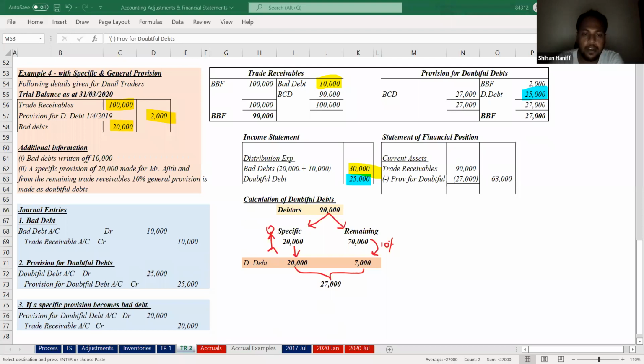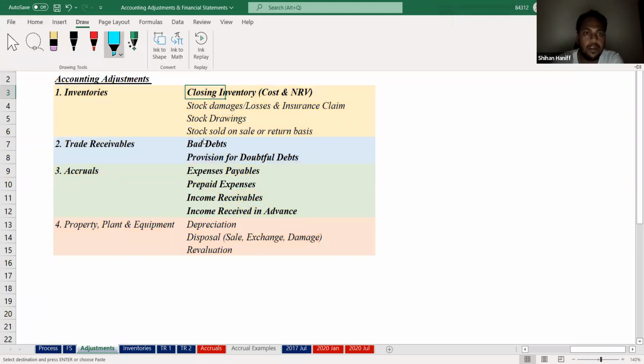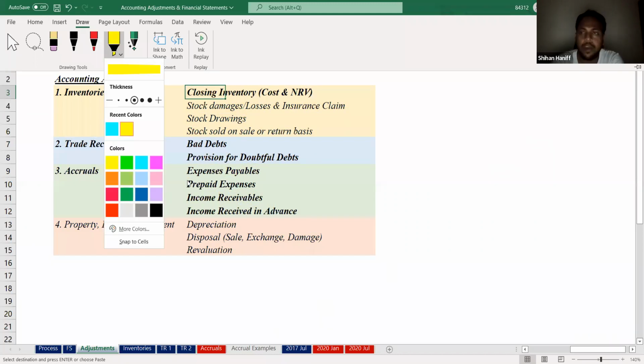Right. Now let's move to accruals. So we did inventories and trade receivables. Now I'll explain accruals.